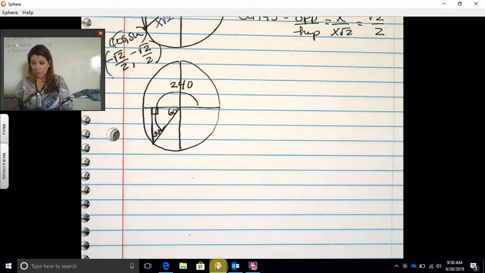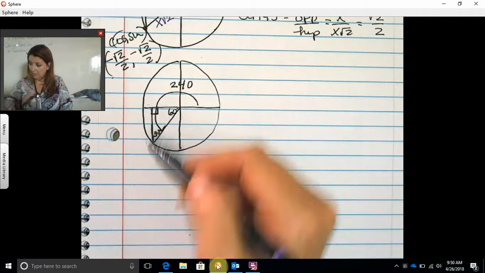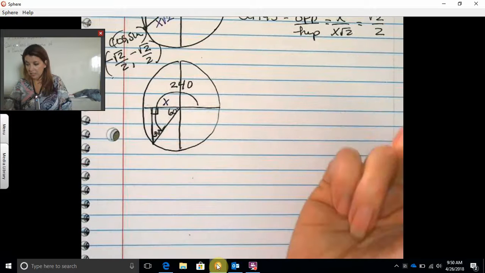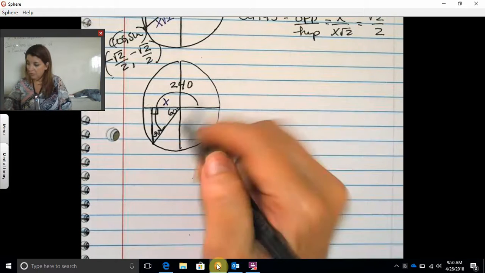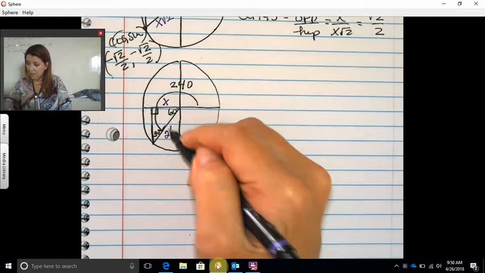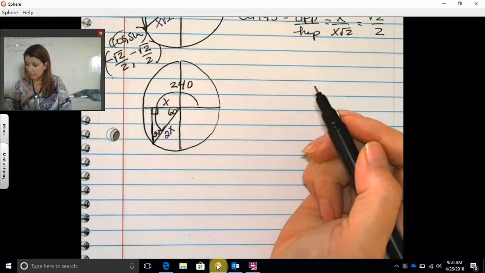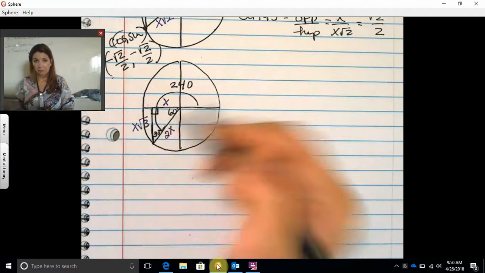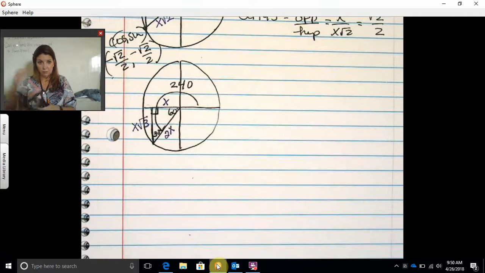So this time, my smallest side is over here. So that's your x, or if you want to use s, that's fine. Hypotenuse is twice the length of the smallest side. And the middle side is the smallest side times the square root of 3. Now, I'm going to give you these ratios on your test, but when y'all get to pre-calc, they're not giving you that. You have to memorize all this stuff, okay?